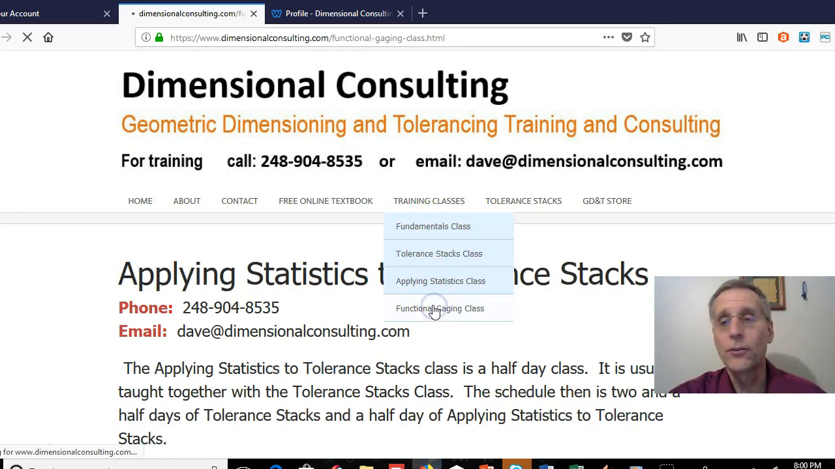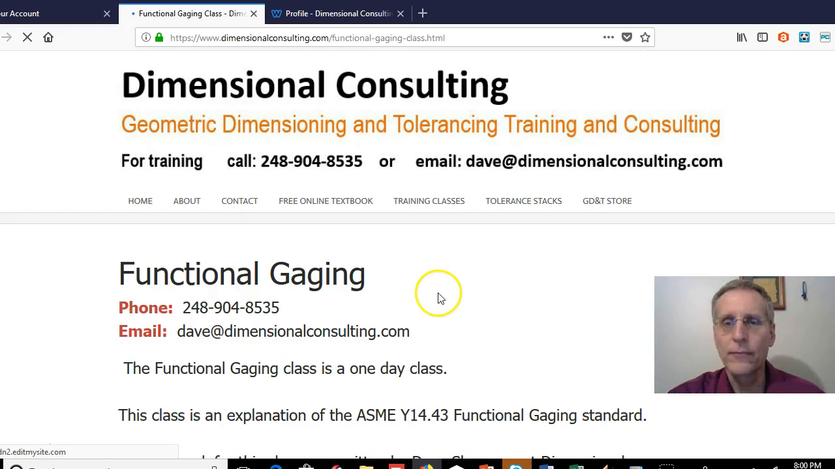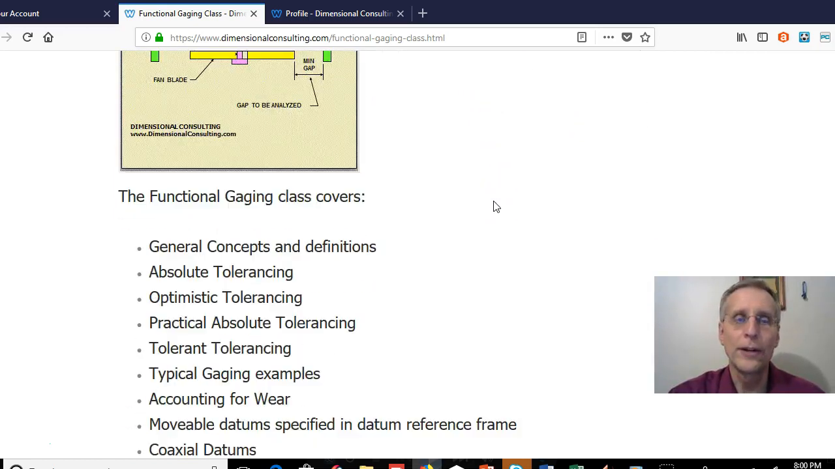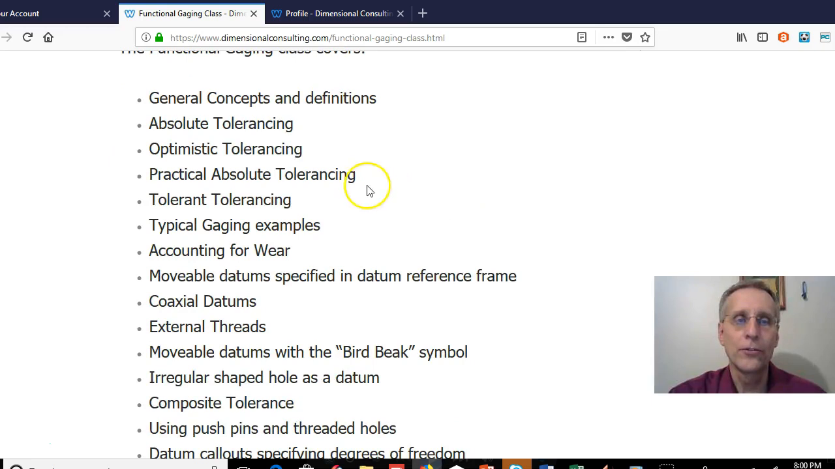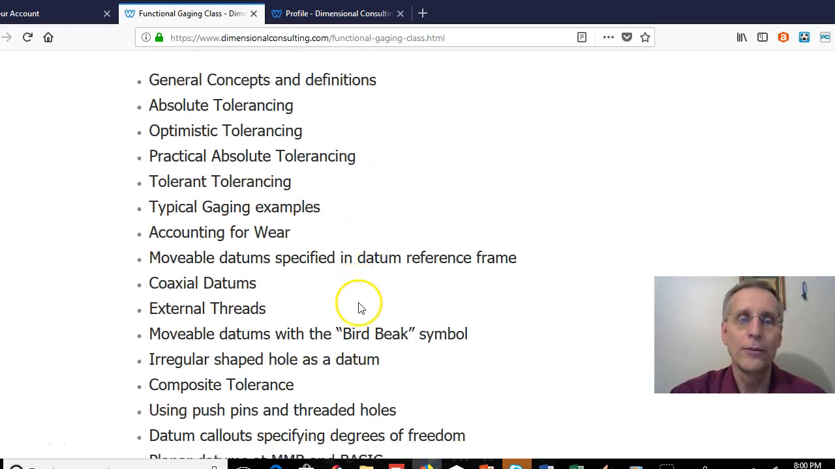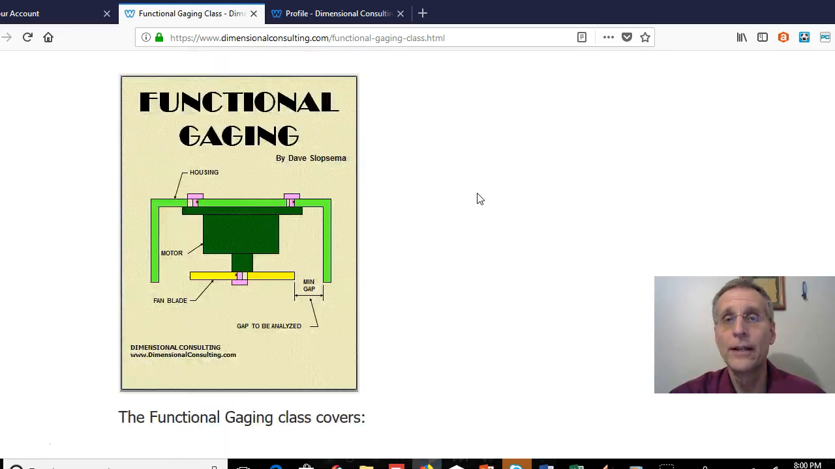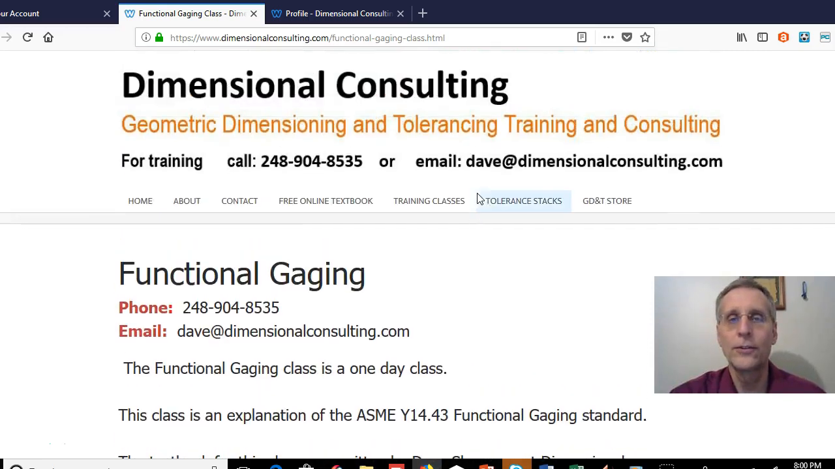And then we have the functional gauging class. This is a class that explains the ASME Y14.43 functional gauging standard. This is a one-day class, and it goes through pretty much what the standard covers and explains it. It has a lot of emphasis on dividing up tolerances, because when you make a gauge, you're not going to make that gauge perfect, and how do you deal with the tolerances in a gauge? And that's really what most of that class is about.